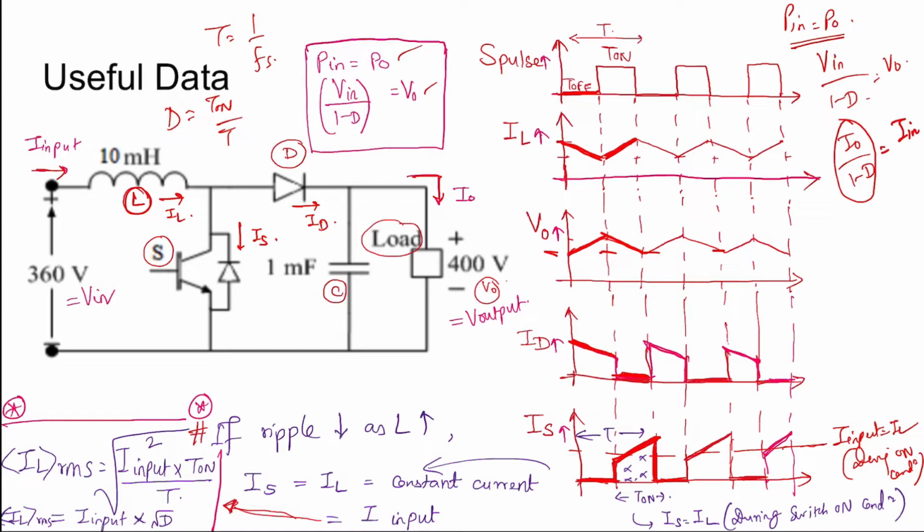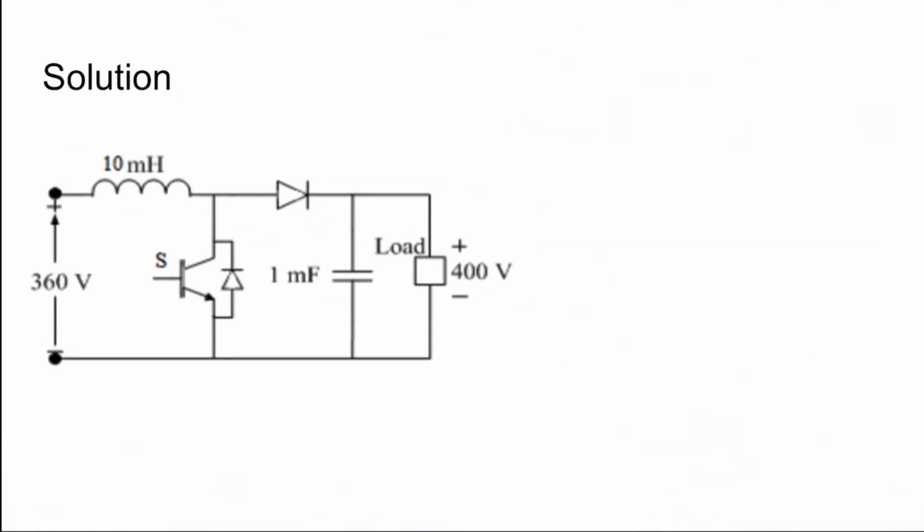If we get the input current, then we can find the RMS value for this given waveform, considering this as constant equal to I input, the mean value as I input. So I input square, that is square, then mean, then root to find the RMS value. So square into the area under the curve, so you take the area into T on divided by the whole time period T, and root. So you get I input into root D, where D is the duty ratio. Now the IL RMS or the I switch RMS is the same as I input into root D.